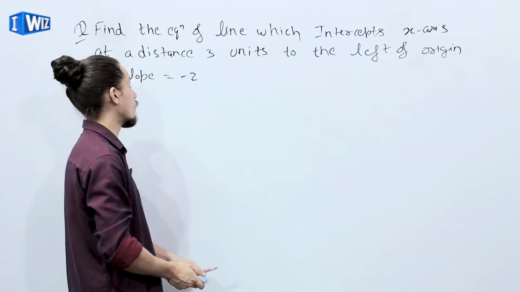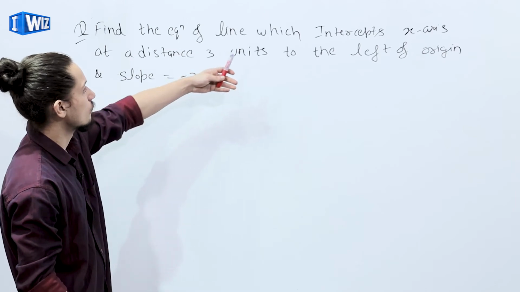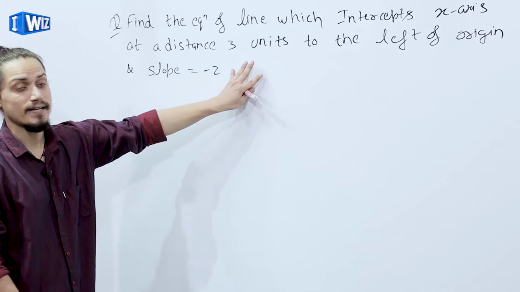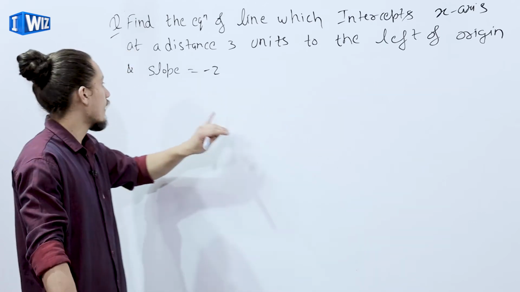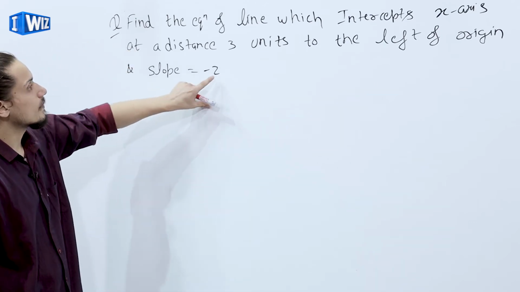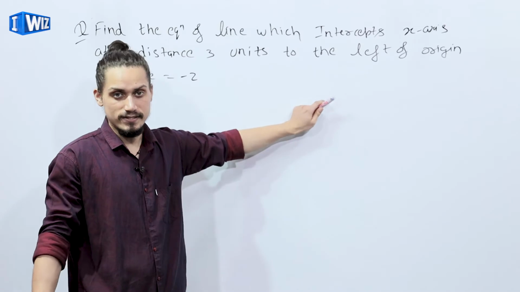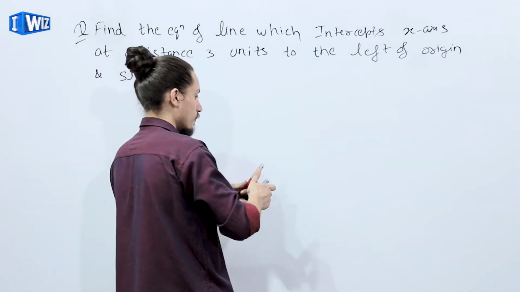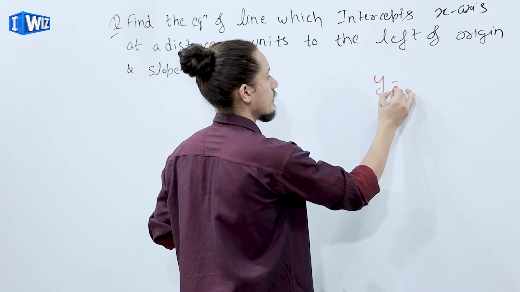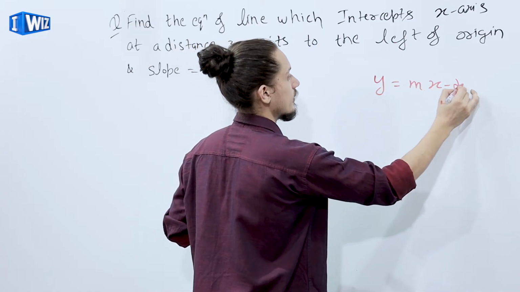Now here we have to find the equation of line which intercepts the x-axis at a distance of 3 units and is to the left of the origin, whose slope is equal to minus 2. Now here it is said that it intercepts the x-axis, so which form will be used? The x-intercept one. And the x-intercept form is given as y is equal to m(x minus d).